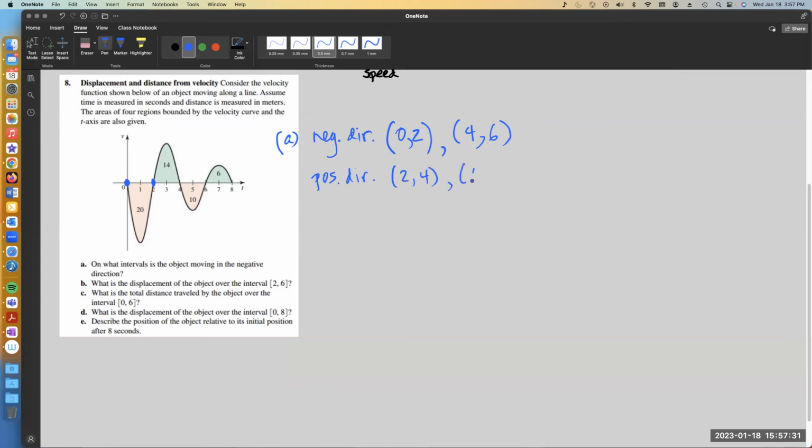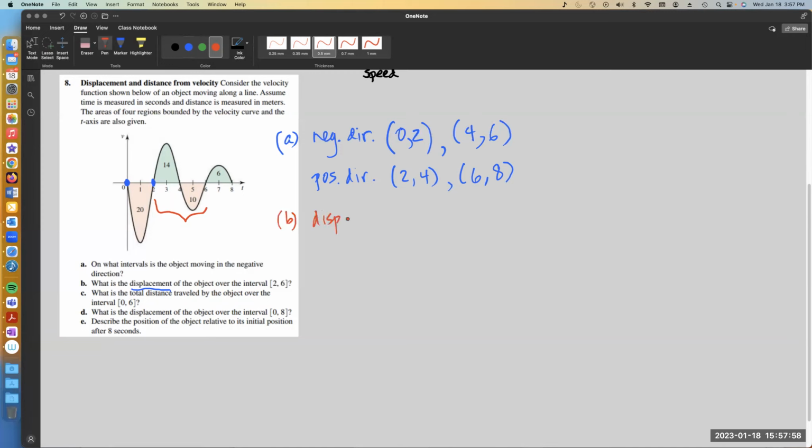And we again are going to use parentheses because at those endpoints, the object's not moving. And if it's not moving, it's not going in the left or right direction. So we exclude the endpoints in this case for sure. So B says, what is the displacement on the interval 2 to 6? So we're going to focus 2 to 6, and we want displacement.